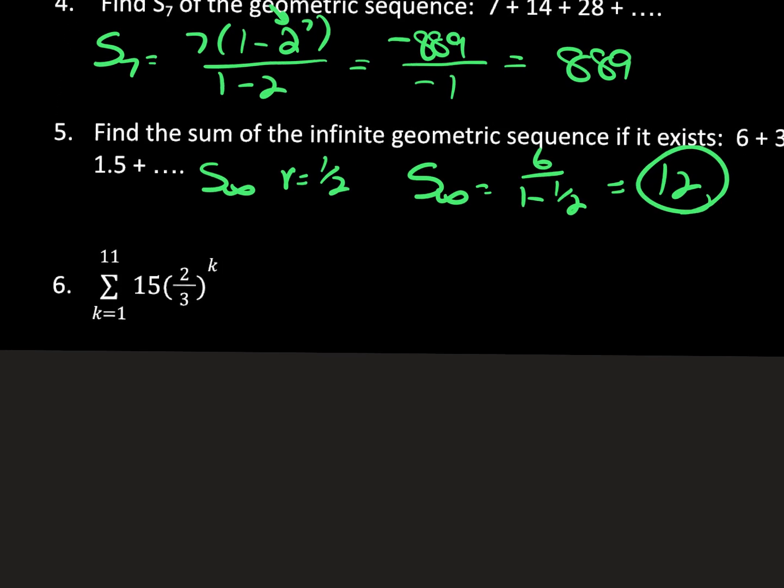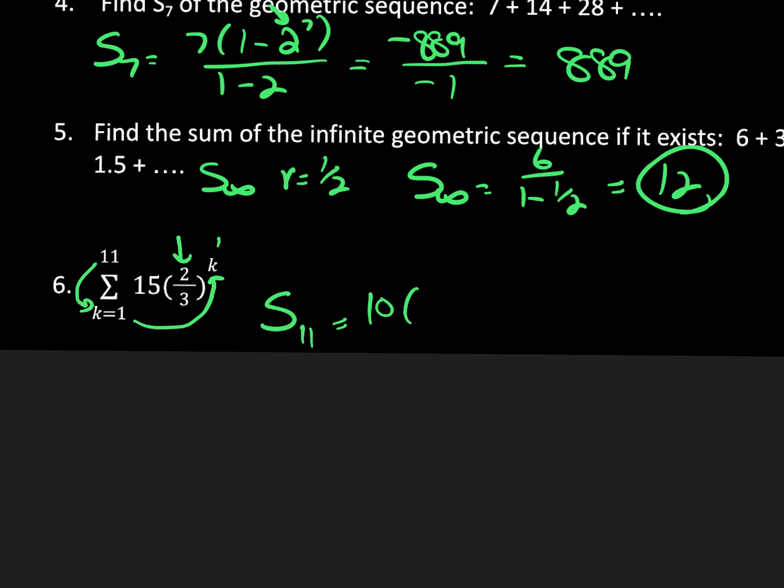Number 6, sigma. The good thing about sigma is we have everything. Anytime you have a number with an exponent, that means it's geometric. So I'm going to do the sum of the first 11 terms. Remember, 11 top minus the bottom plus 1 tells you how many terms there are. To find the first term, I'm going to plug the 1 in there. So it's going to be 2/3 to the first power, which is 2/3, times 15, which is 10. So I hope you get that. That first term is 10.